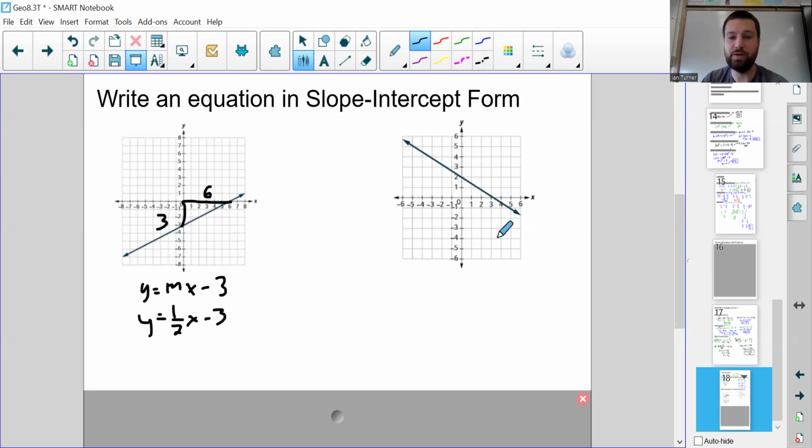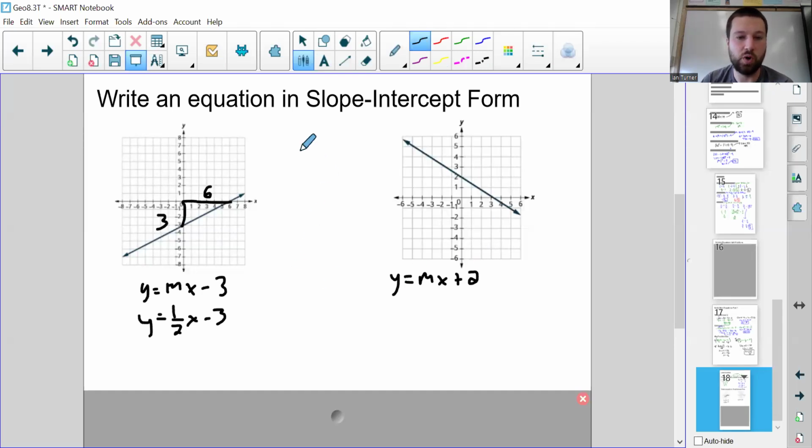On the second one, maybe we do it a different way. So maybe we say, okay, our y-intercept is 2. So we can at least write y equals mx plus 2. But maybe let's pretend our numbers weren't nice. I mean, again, you could count down and over, right? But let's say our numbers weren't nice. How would we find the slope?